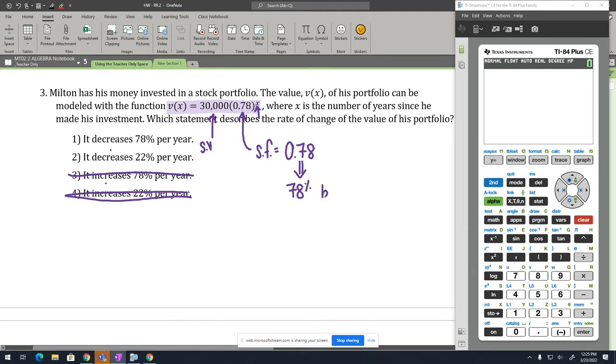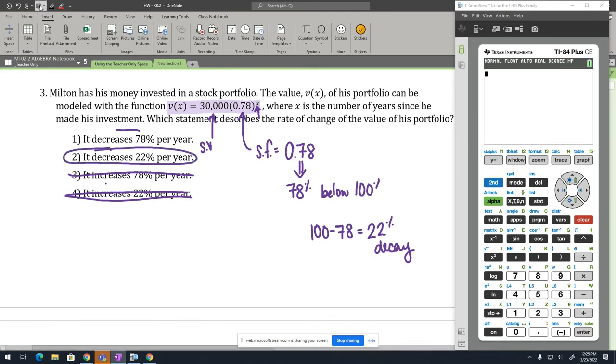That is below 100, which is good. We want that because it's decay. All right. And it's below 100 by, well, 100 minus 78 is 22. So it's a 22% decay, or it decreases 22% per year.